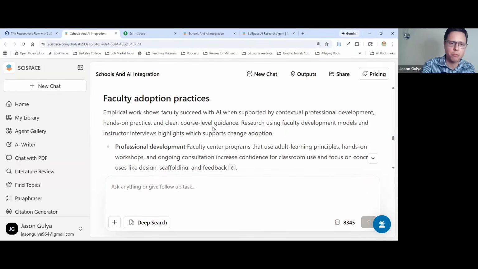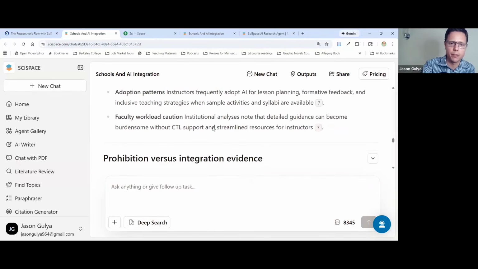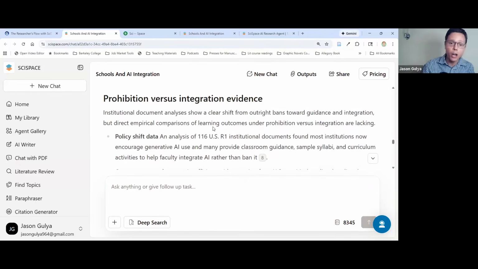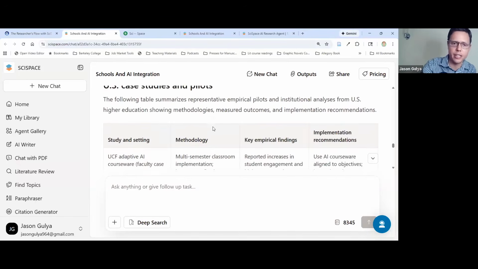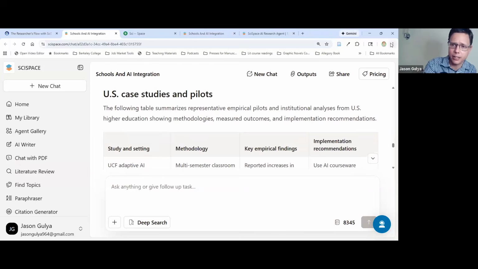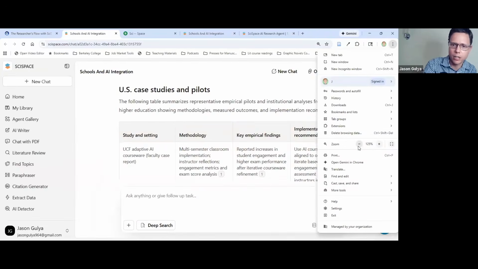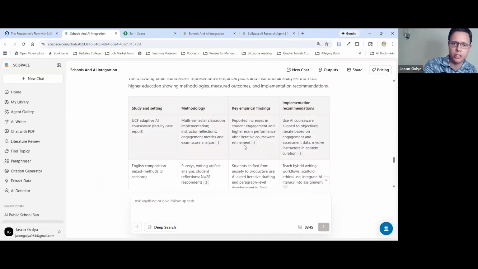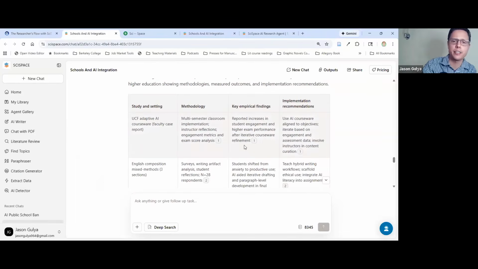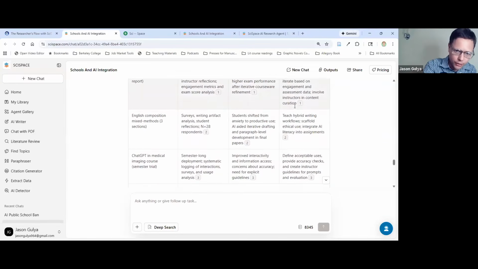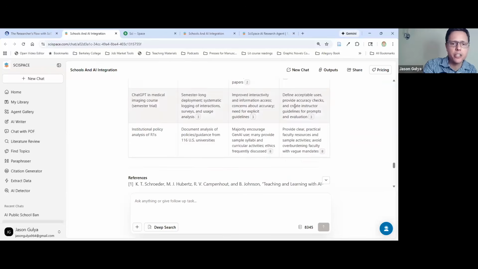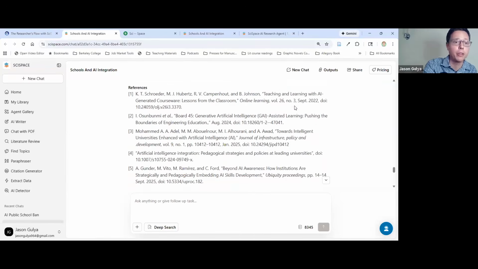And there are different ways to prompt it to help yourself out. So prohibition versus integration evidence. So all that it comes up with makes perfect sense, right? Given the prompt I sent in. And then at the very bottom, it does very nicely, and I think almost every SciSpace run I've done does this. It puts it into a table, right? The study and the setting, the methodology, the key empirical findings, and implementation recommendations. So this is all with a pretty generic prompt, and then you have the references at the bottom.